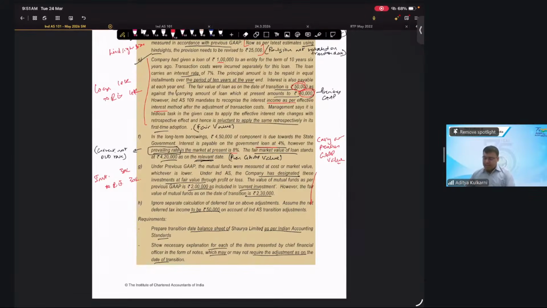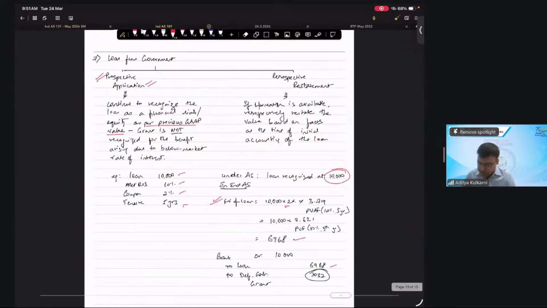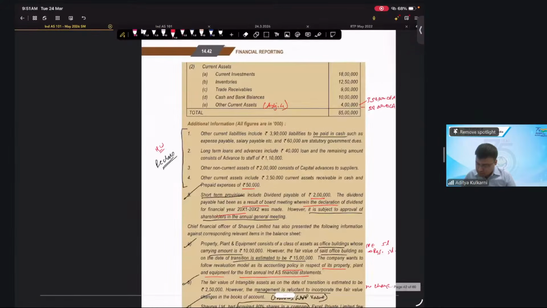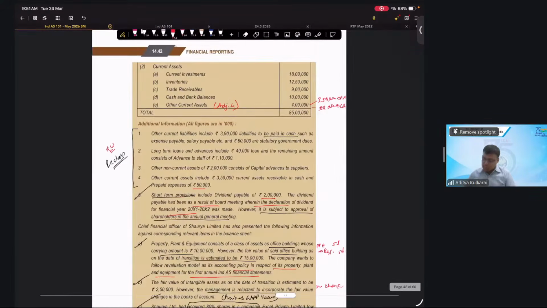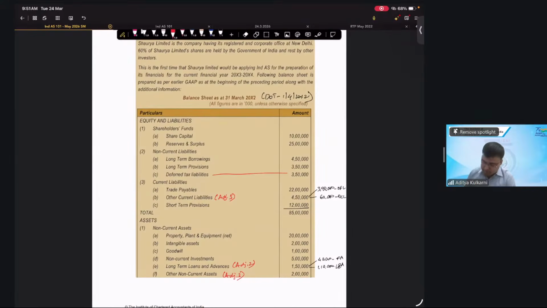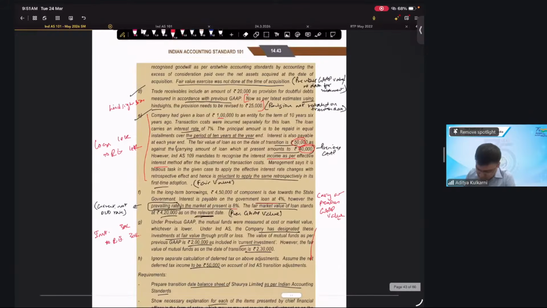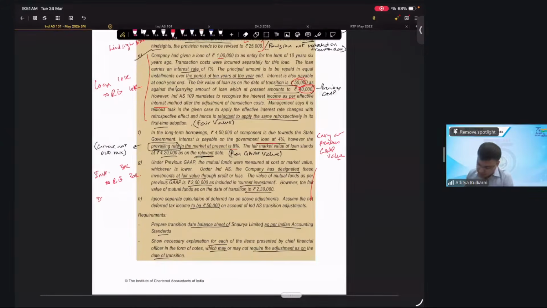Net deferred tax impact: this will give rise to a deferred tax asset or a reduction of a deferred tax liability. What do I have in the question? Deferred tax liability 3,50,000. So this will be reduced. DTL to retained earnings, 50,000.